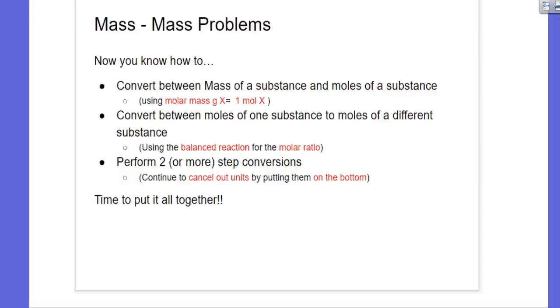And thanks to that third problem in the checkpoint, we also know how to do two-step or more conversions. All I need to do if I have more than one step in my conversion is I continue to cancel out those units I do not want by matching the units to the bottom right. Whatever unit I have is a unit I put on the bottom of the next grid. Then I look at my equivalency statements, see what can I convert it into, and convert it into a new type of unit. Now that we can do these 3 different skills, it's time to put them all together.